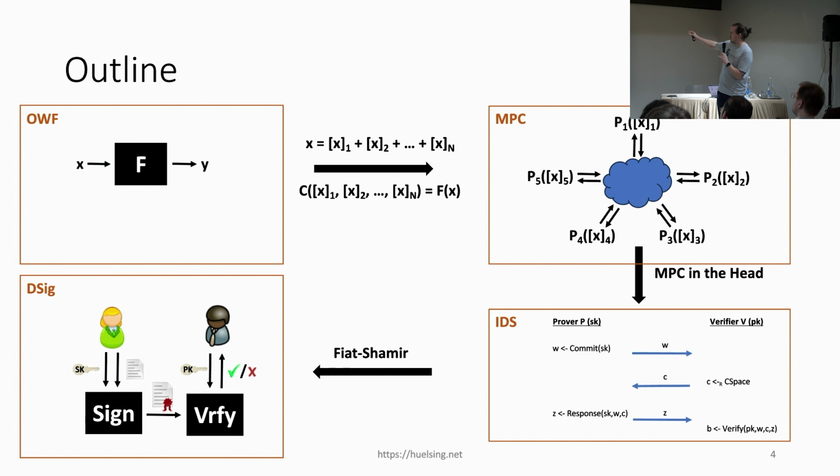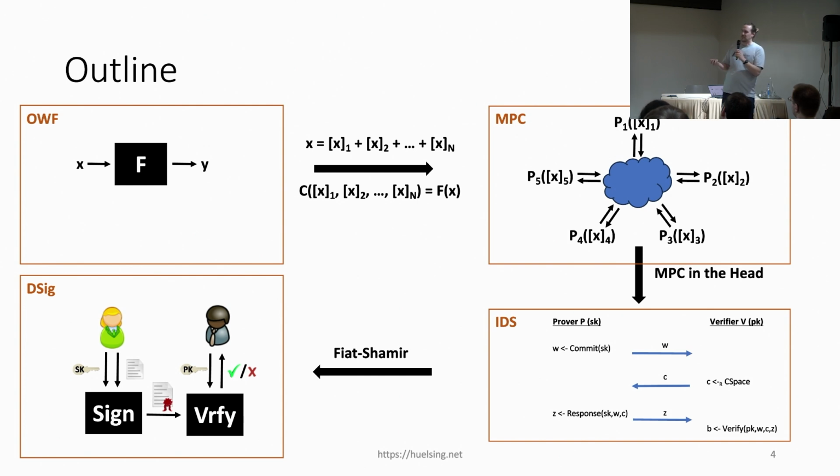Then there's a way, and this is what's called the MPC in the head paradigm, that you can turn such an MPC computation into an identification scheme. So you get an interactive protocol where the prover can prove that they know a secret corresponding to a public value, and the secret will be our X value, and the public value will be the evaluation of the one-way function on input X. And it will do this in zero knowledge as long as the verifier behaves honestly.